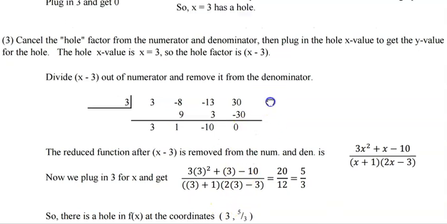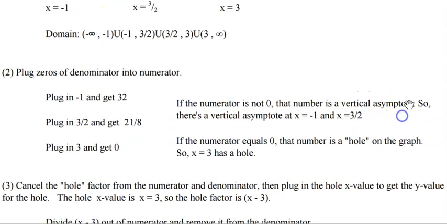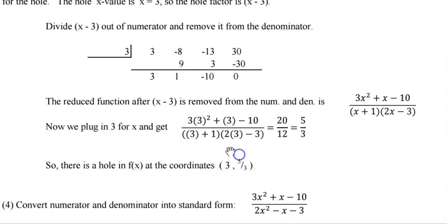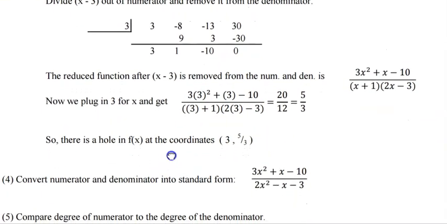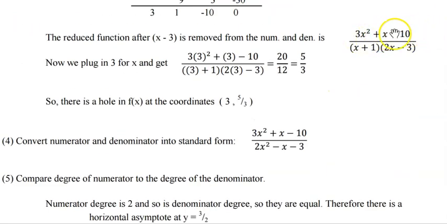So far we have identified the domain, the vertical asymptotes, okay, and the coordinates of the hole. So we're doing really well. Moving on to step 4. Now what we're going to do is convert the numerator and the denominator into standard form. Well, the numerator is already in standard form right here. We just need to expand this. We need to distribute. We need to multiply these two factors by each other. And when we do, we get 2x squared minus x minus 3.